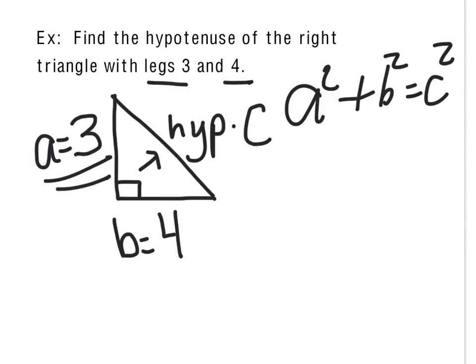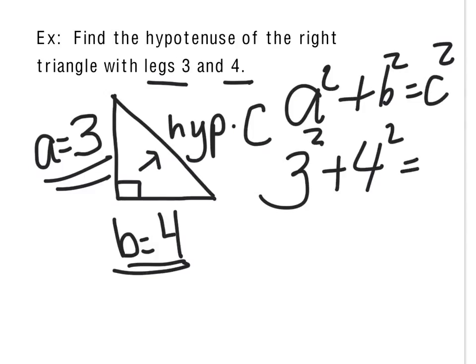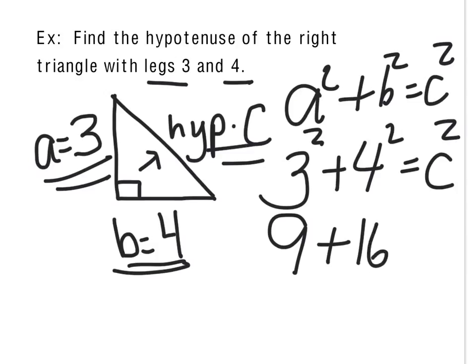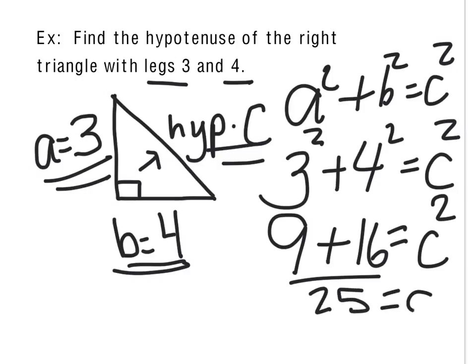Over here we have the first leg. The first leg is 3, so I plug in 3 squared, plus the next leg, 4 squared, equals, well, I'm trying to find the hypotenuse. I don't know what that is, so I'm going to leave c squared. Now you've got to evaluate. Remember order of operations: you do your exponents first. So 3 squared is 9 plus 4 squared. What is it? 4 squared, you got it, 16, equals c squared. Now you're going to add to get 25 equals c squared.